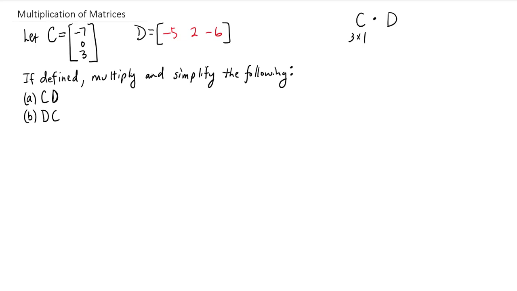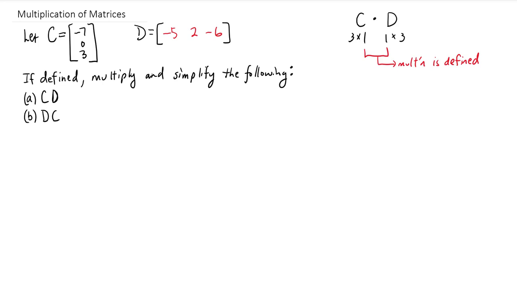The size of matrix D is 1 by 3. One row with 3 columns. So remember, the first thing you want to do is check to see if these match. If the number of columns in matrix C matches with the number of rows in matrix D, then we say multiplication is defined. So if it's defined, then that means C times D really does exist.